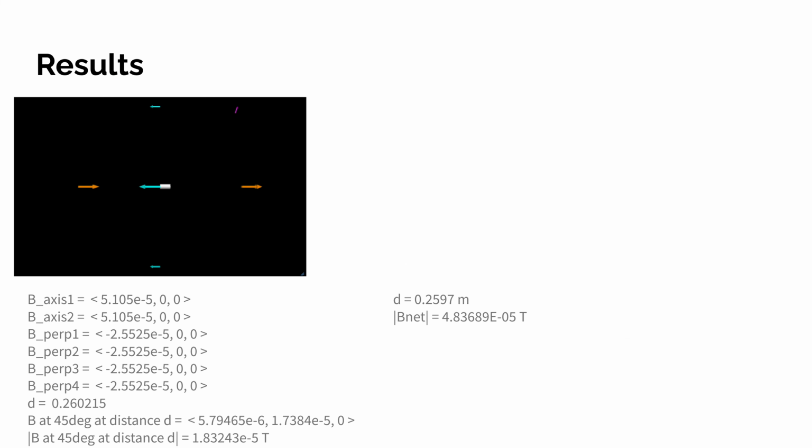Here are the results of the computational model, and I also included the experimental results, in which you can see that the net magnetic field 45 degrees off axis of the computational model is way smaller than the one obtained throughout the experiment. This could be due to miscalculations of distances during the experiment.